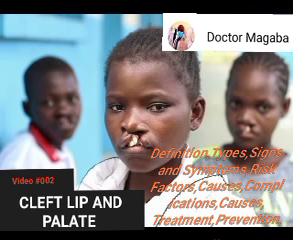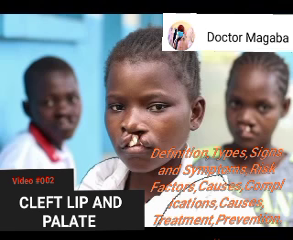And how do we diagnose this? Let's go to the diagnosis. Of course, there are no special tests required to diagnose, as the cleft palate is noticed at birth. Like I told you earlier, this can be noticed at birth.